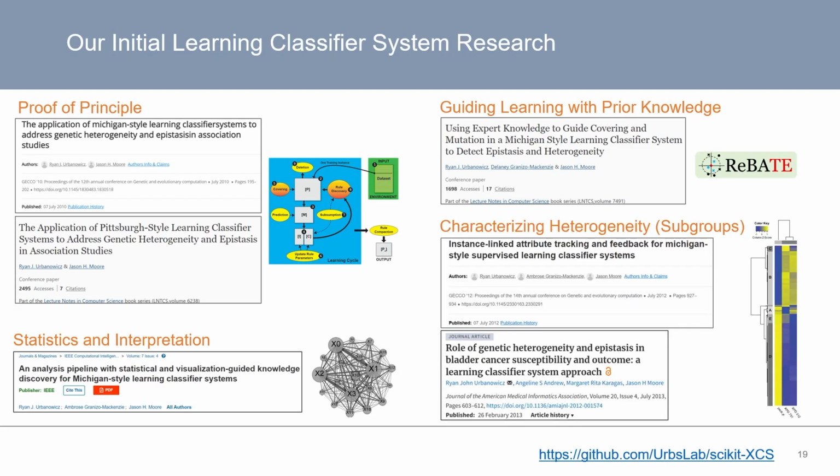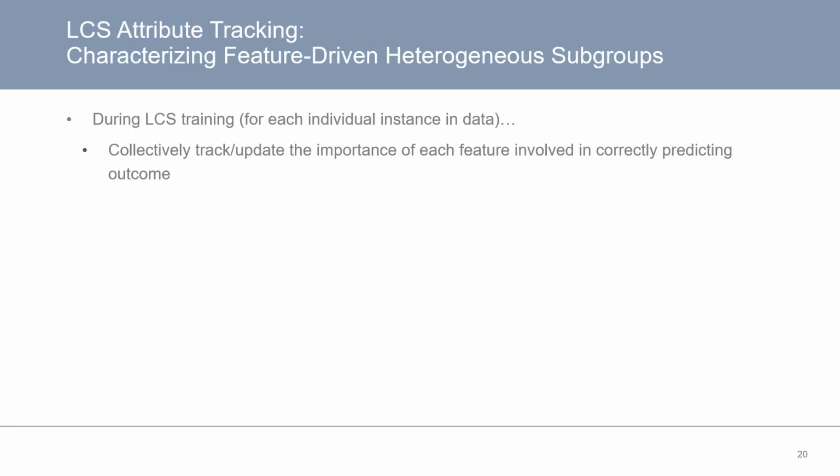Furthermore, we developed a novel strategy to directly characterize heterogeneous subgroups in data from rule-based machine learning. Specifically, we developed something we called attribute tracking, and we applied this to successfully identify patterns of heterogeneity and epistasis in bladder cancer. Taking a quick closer look at attribute tracking, during the course of these learning classifier system algorithm trainings, for every individual instance in the dataset, the algorithm is able to collectively track the importance of each feature involved in correctly predicting outcome for that individual instance.